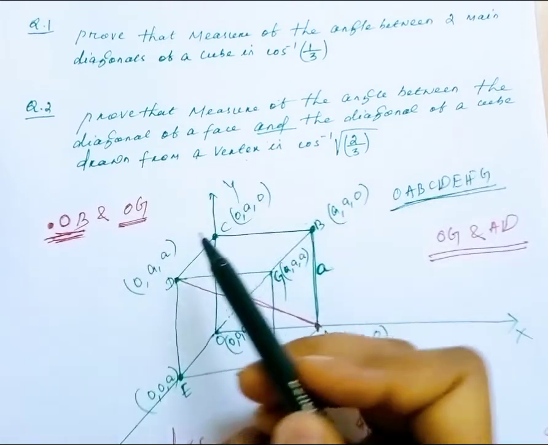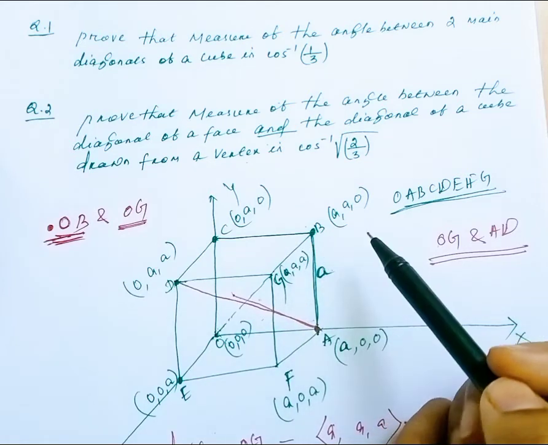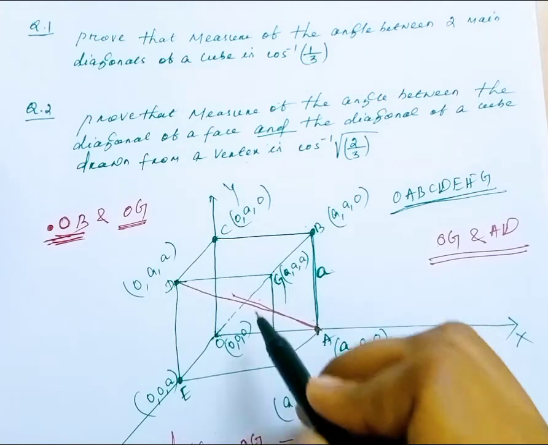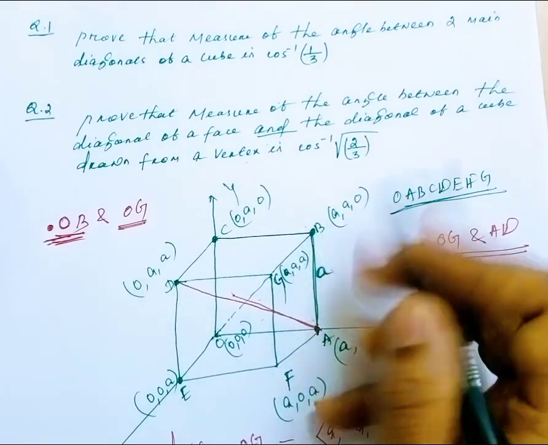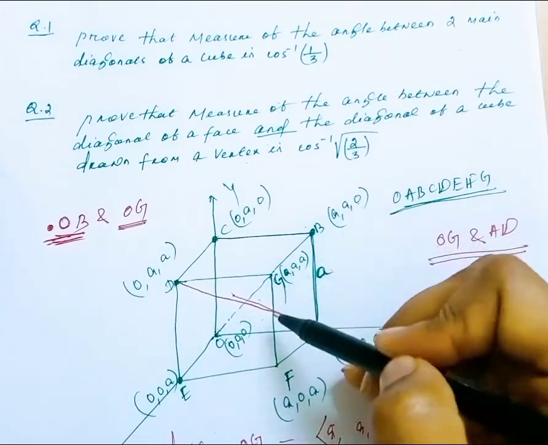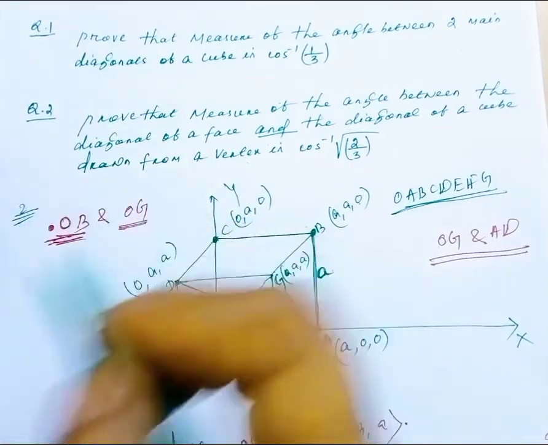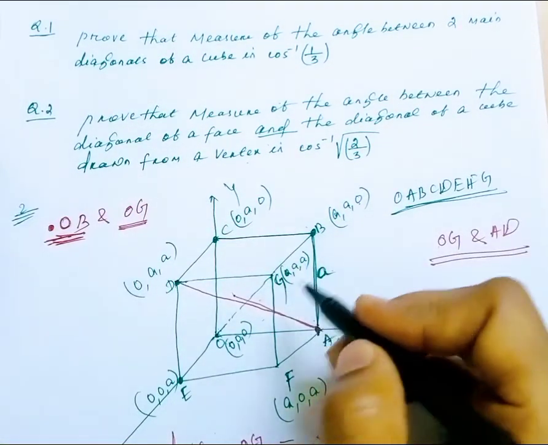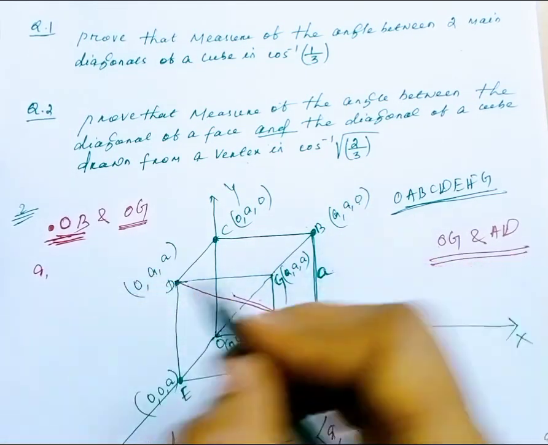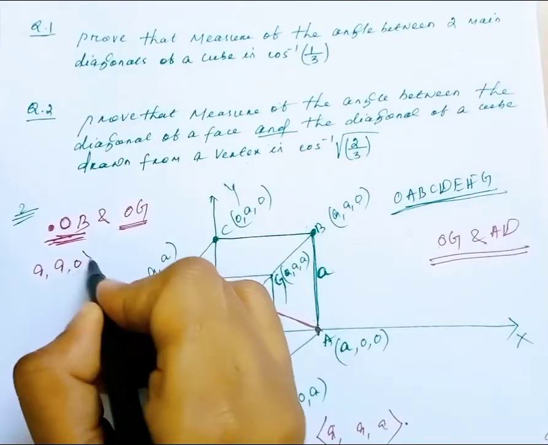Then the task is very simple. Since coordinates are given here, find the DRs, then the DCs, then the angle. So simply find the DRs of OB: x2 minus x1, y2 minus y1, z2 minus z1. I just write here the answer of question 2. The DRs of OB should be A, 0 minus 0, that is A, 0.